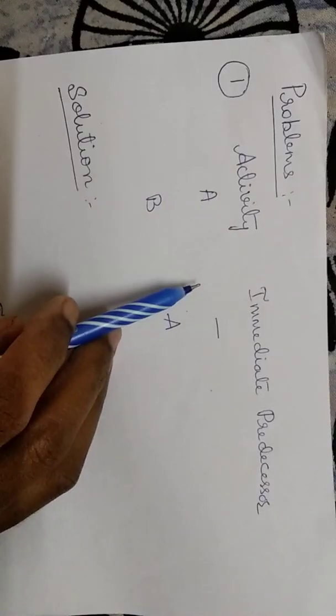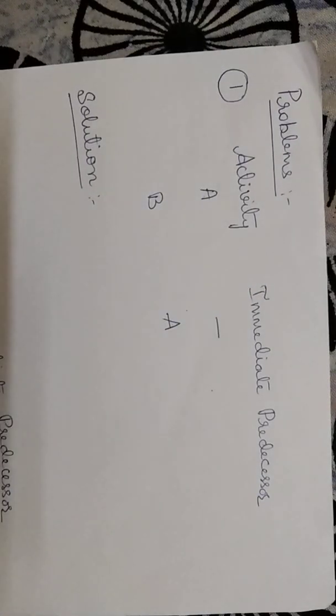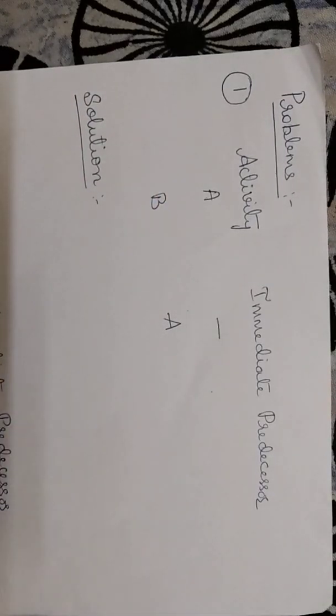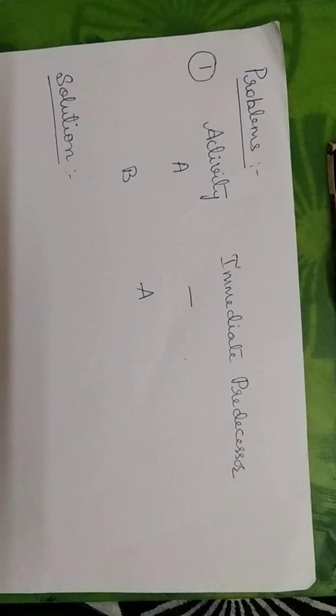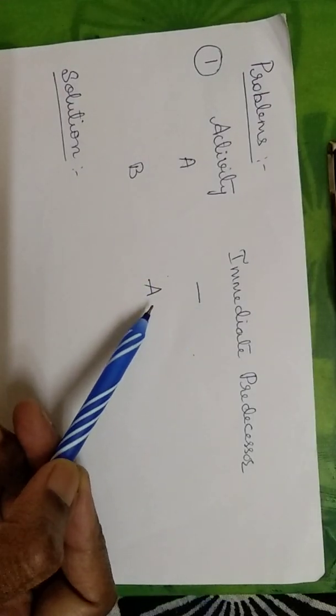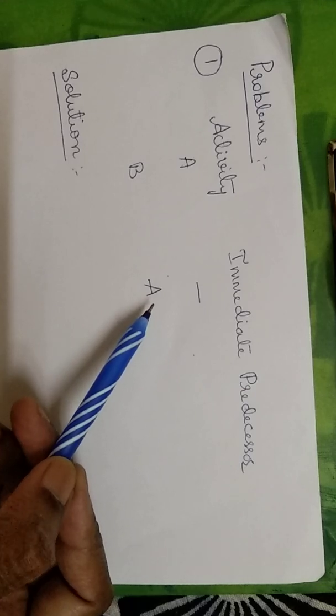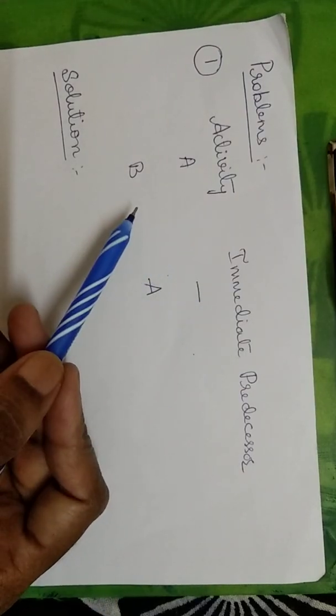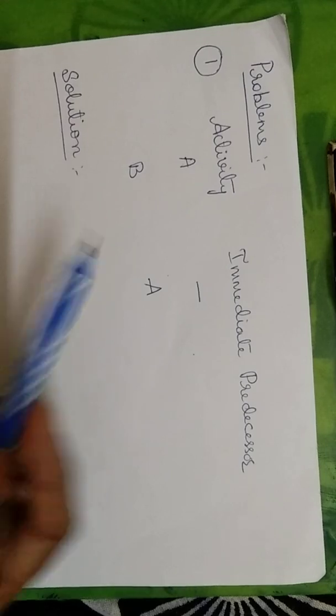Okay, students, now I am discussing the problems under the network analysis. Now, let us see the first problem. Here you are given the activities A and B and the immediate predecessor. This is important for us to draw the network diagram. Whenever you are given an activity, you should have the immediate predecessor.